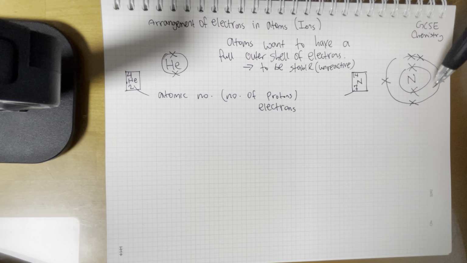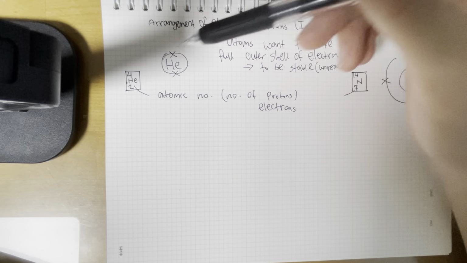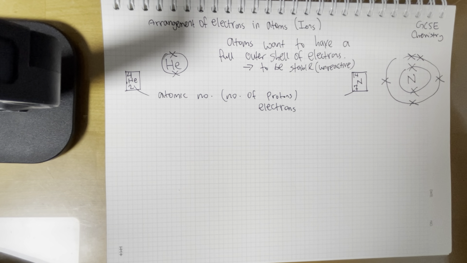So this nitrogen currently has 7 electrons and 7 protons. So it's not an ion. This helium currently has 2 electrons and 2 protons. So it's not an ion. Now, this helium has everything it wants in its life.